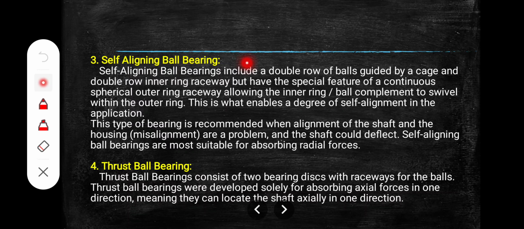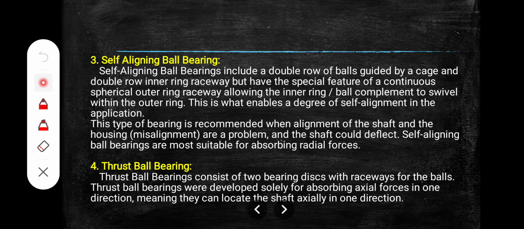Next is the self-aligning ball bearing. As the name is self-explanatory, this bearing is used where there is misalignment, and it can take an allowable amount of misalignment. The self-aligning ball bearing includes a double row of balls guided by a cage, and a double row inner ring raceway, but with a special feature of a continuous spherical outer ring raceway, allowing the ball complement to swivel within the outer ring. That is what enables a degree of self-alignment in application.